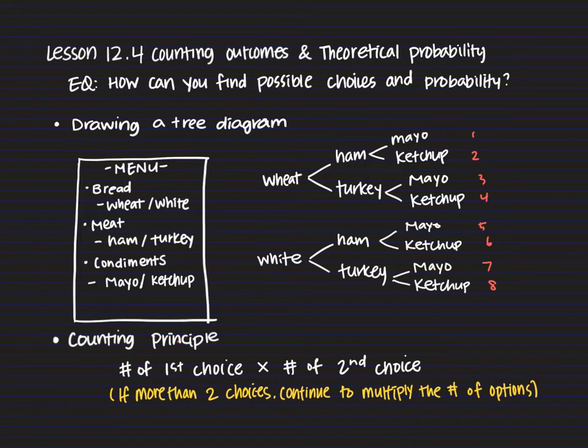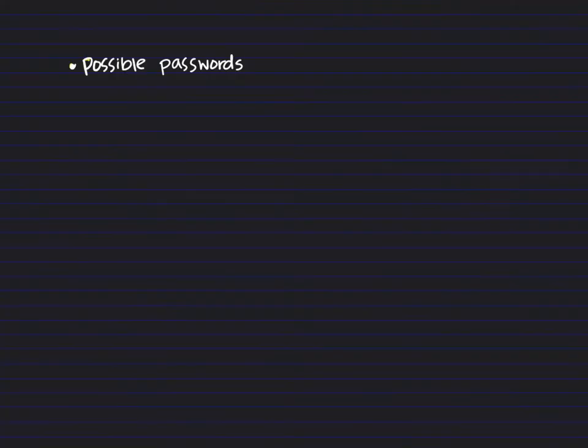If you have more than 2 choices to make, then continue to multiply the number of options as you go. So if it's 3 choices that you have to make, or 4 or 5, it's going to continue to be multiplied onto the original number. So when we have small options, it's easy and it may be more favorable to use the tree diagram. However, if you have larger numbers to draw from, you may not want to use that because it's going to require a lot of work. So let's go ahead and see possible passwords.